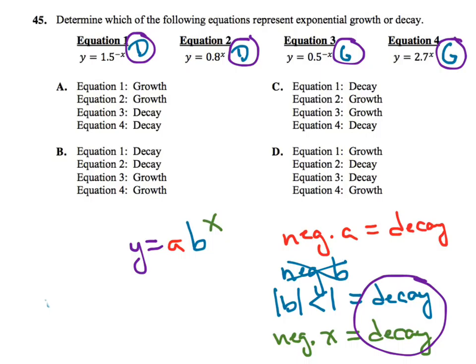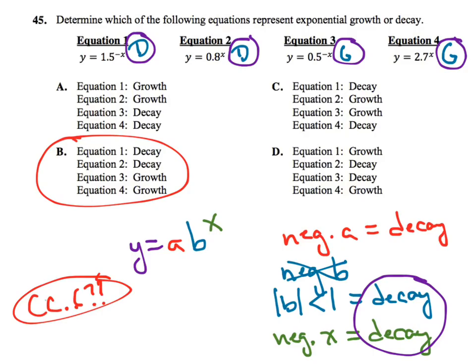Confusing. I would stick with making tables. Our answer is B. CC6 maybe, but I wouldn't recommend it.